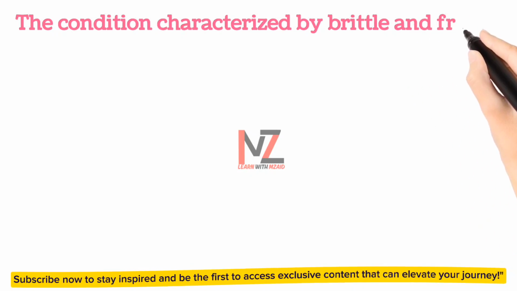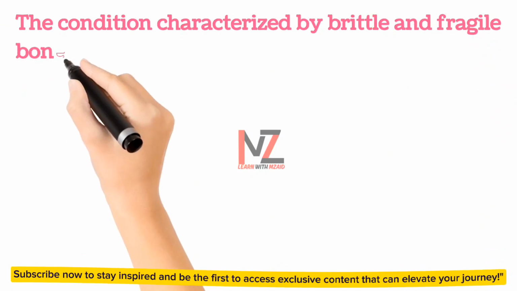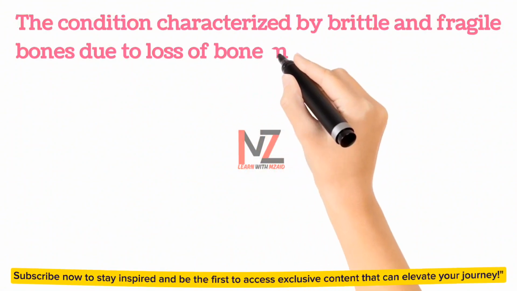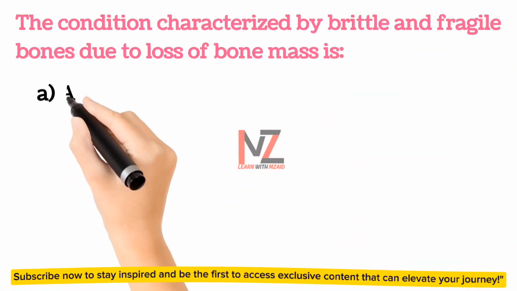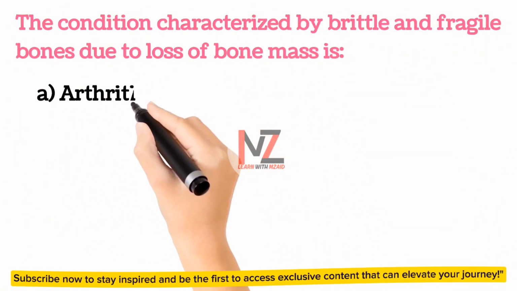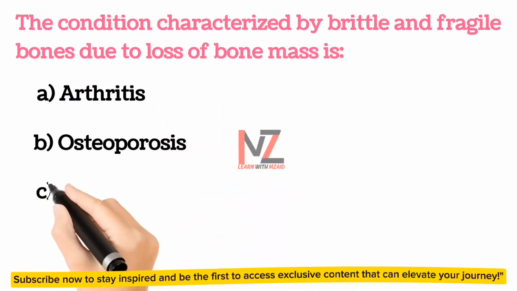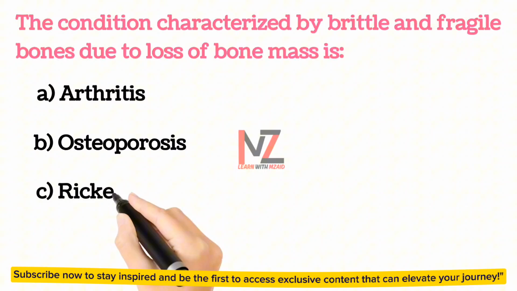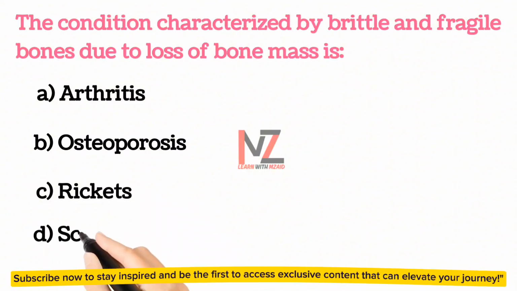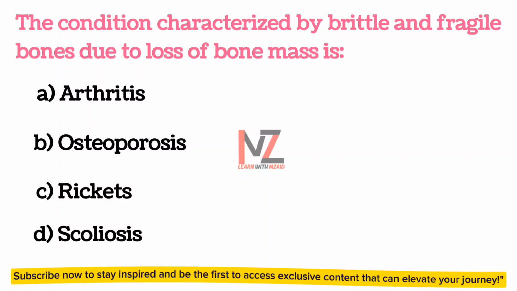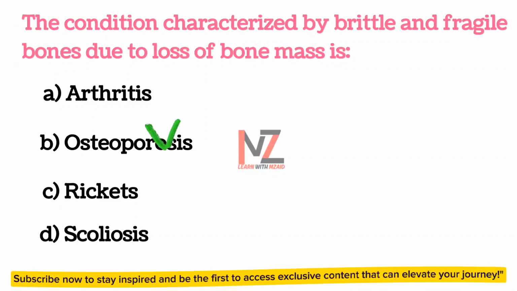Question number 13 is, the condition characterized by brittle and fragile bones due to loss of bone mass is? Option A, arthritis. Option B, osteoporosis. Option C, rickets. Option D, scoliosis. And the right answer is option B, osteoporosis.